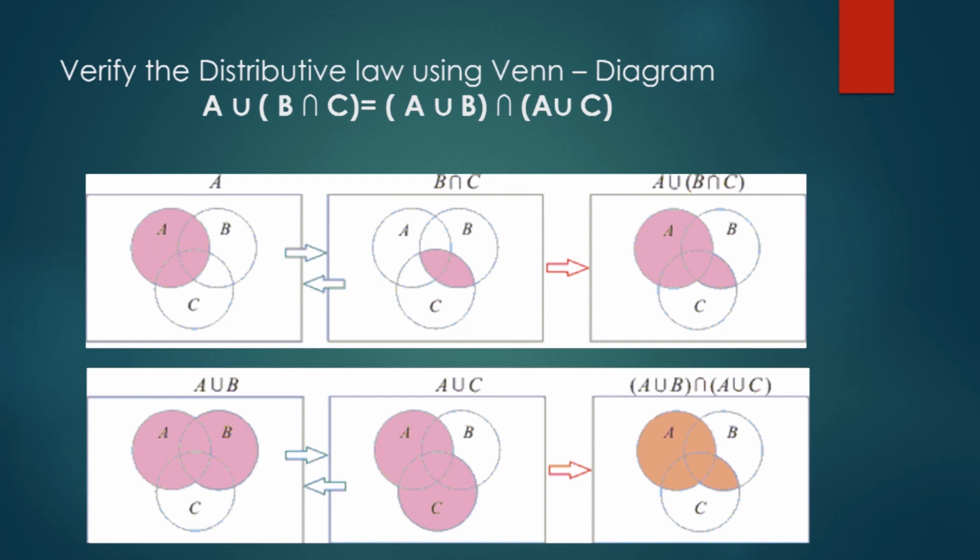So last but not the least, we can use Venn diagram in different ways. We can prove the important properties of sets, that is, reflexive property, commutative property, associative property, distributive property and identity property.